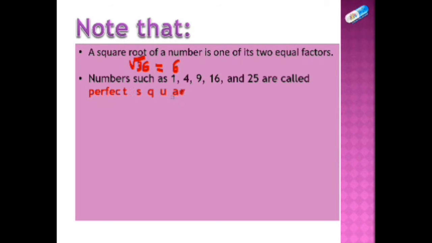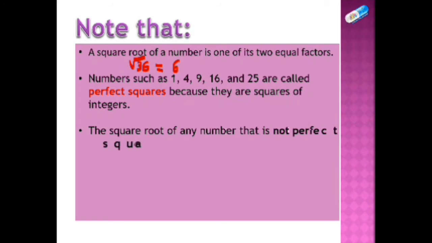Numbers such as 1, 4, 9, 16, 25 are called perfect squares. Why perfect squares? Because they are squares of integers. So for example, 1 is the square of 1, because 1 times 1 is 1. And 4 is the square of 2, because 2 times 2 is 4. And 9 is the square of 3, because 3 times 3 is 9. These are all integers, so we call them perfect squares.